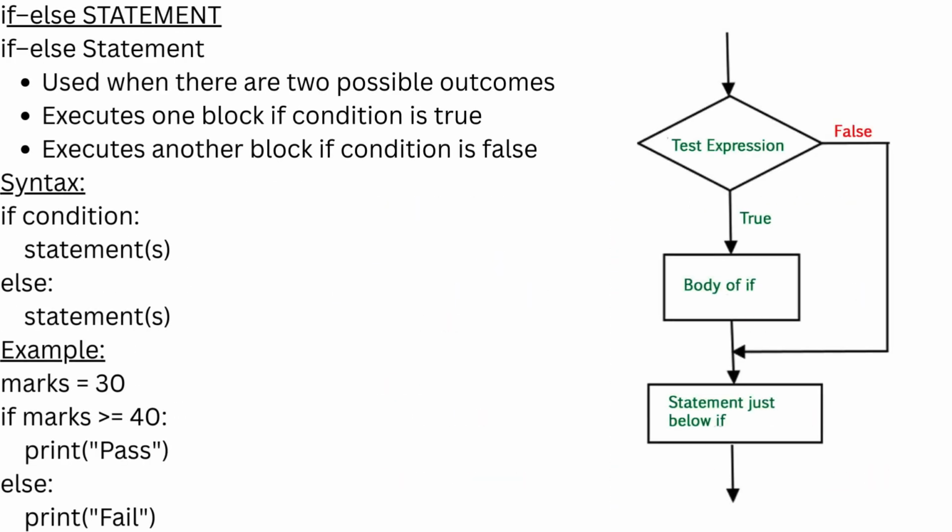The if-else statement is used when we have two possible conditions. First, Python checks the condition written in the if statement. If the condition is true, the code inside the if block is executed. If the condition is false, the code inside the else block is executed. This structure is commonly used in real-life programs such as pass or fail, eligible or not eligible, and even or odd checking.